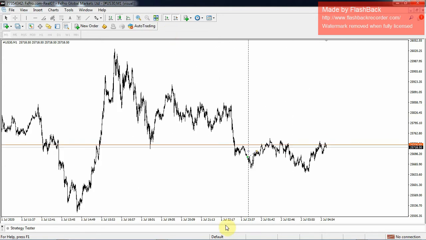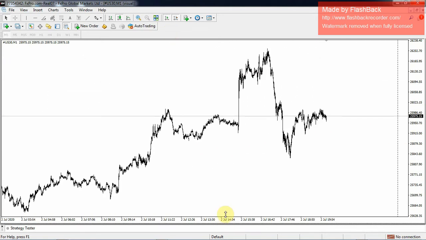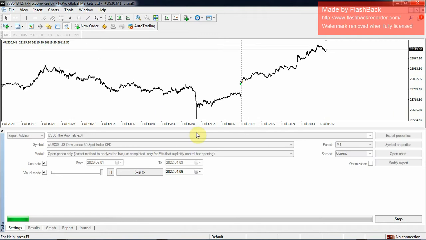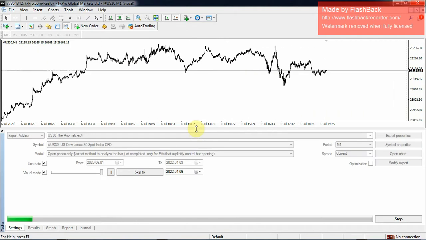One important thing I want to mention is that this robot trades the US30 market open.